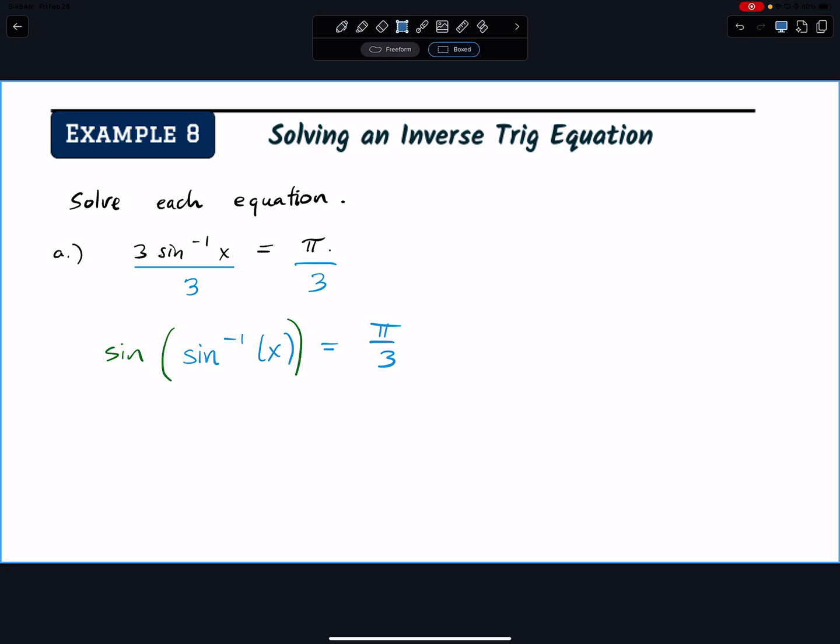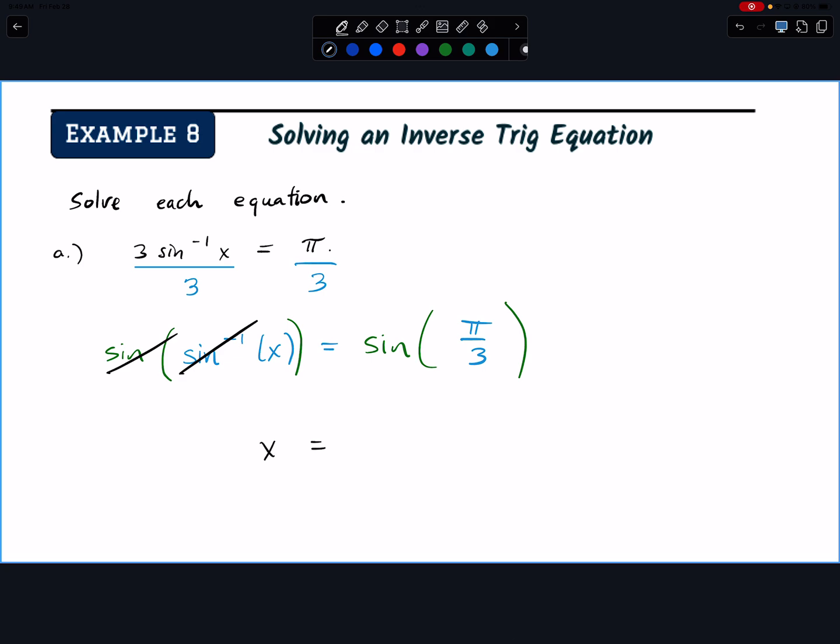I'm going to slide this over. So I'm going to do sine. So the sine inverse and the sine cancel. So x is equal to, just keep in mind, this is something that you wouldn't be able to use a calculator for on a test. What's the sine of pi over 3? Square root 3 over 2.